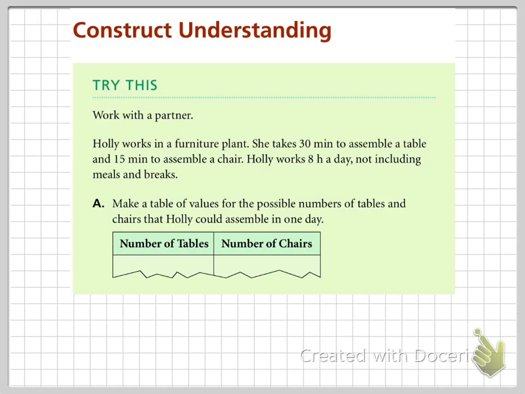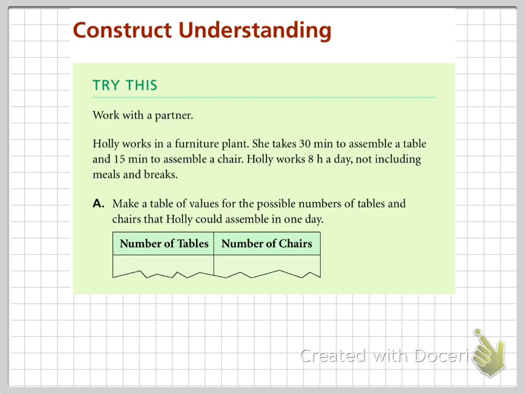In constructing your understanding, Holly works in a furniture plant. She takes 30 minutes to assemble a table, 15 minutes to assemble a chair. Holly works 8 hours a day, not including meals and breaks. Make a table of values for the possible number of tables and chairs that Holly could assemble in one day.